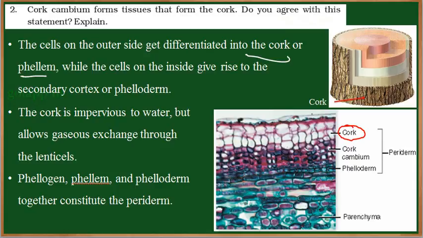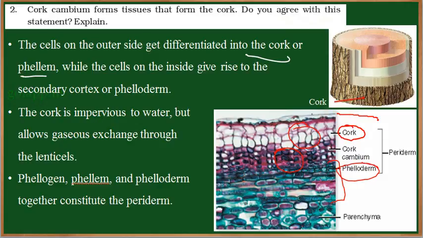Whereas the cells present towards the inner side of the cork cambium develop into the secondary cortex. Now the secondary cortex is also known as phelloderm. So the cork cambium is in the center. Two layers of cells are formed, one towards the outside and one towards the inside. The outside region develops into the cork, also called phellem, and the cells present towards the inside develop into the phelloderm, also called secondary cortex.